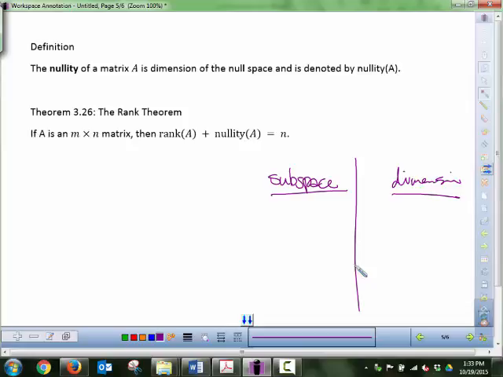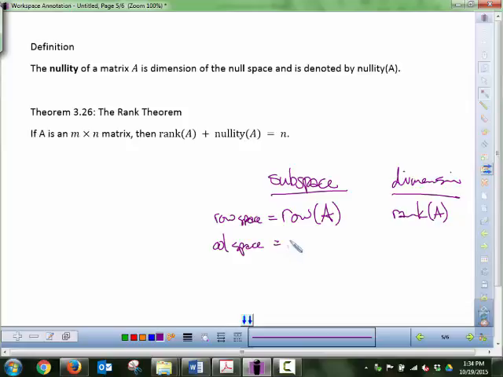So given your matrix A, the subspace that we can refer to as the row space is called row(A). That's your official name for the row space. The corresponding dimension is the rank. The column space is denoted by col(A), and the dimension happens to be the same as the row space.